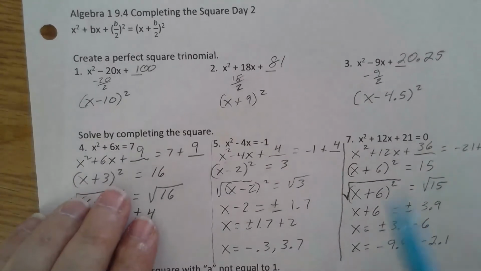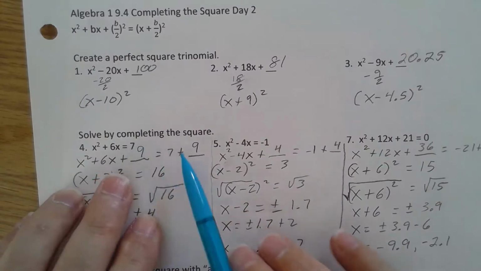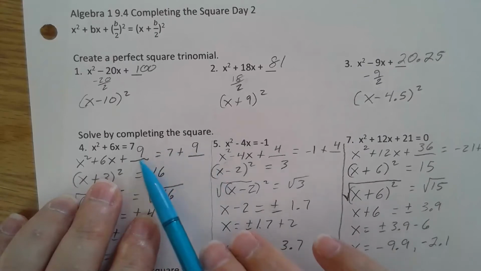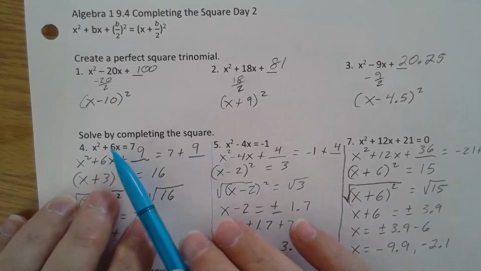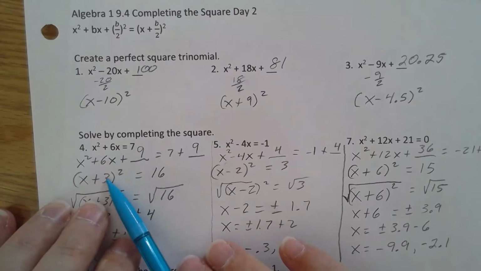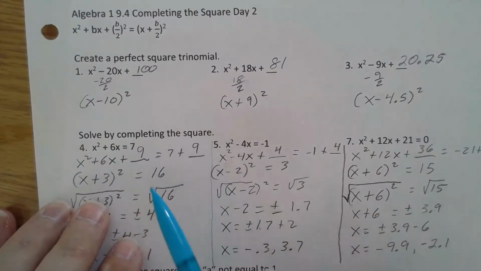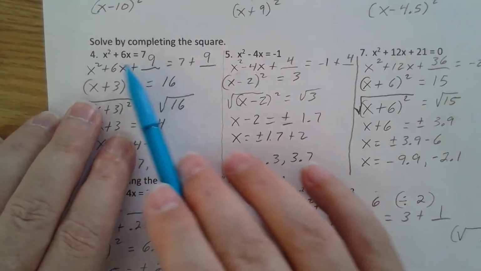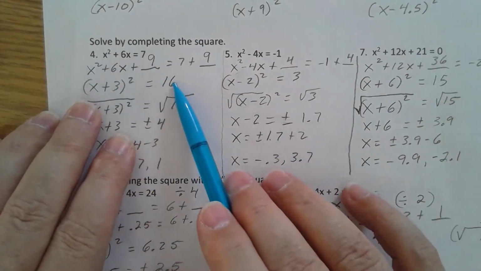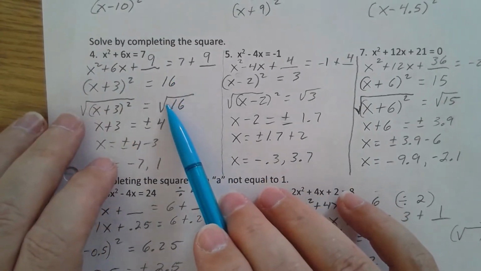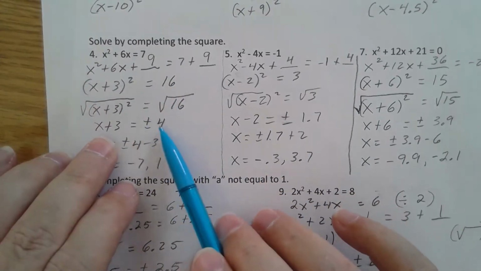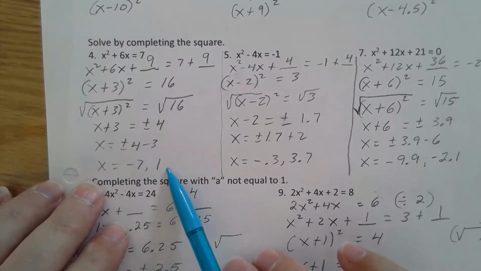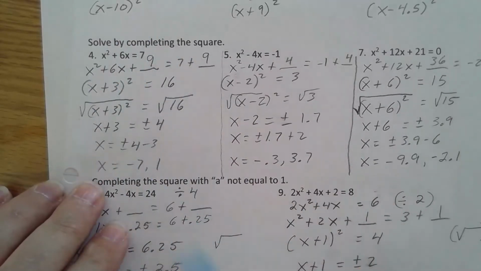So now solving, same process. I have the 7. I need to figure out what I'm going to add to both sides. To figure that out, it is half of b, which is 3, squared is 9. So I add 9, I get 16. x plus 3 quantity squared, that factors to this, is equal to 16. Do the square root to both sides. I get x plus 3 equals plus or minus 4. Subtract the 3, so I get negative 7 and 1. So completing the square there.